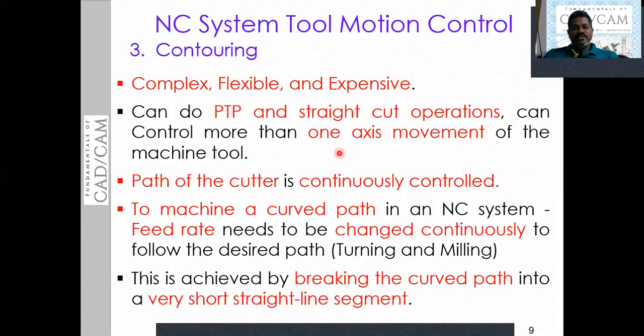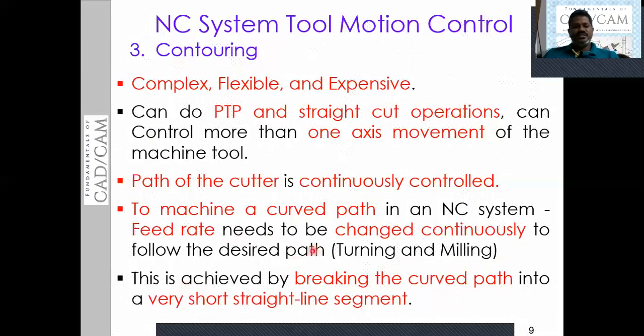As the coordinates of the tool vary from point to point, curved paths and contours can also be machined using this type of tool motion control. To machine a curved path in an NC system, the feed rate needs to be changed continuously. The moment the tool is making a turn, the feed of that tool must be varied for accurate machining. This type of contouring is basically used in turning and milling operations.